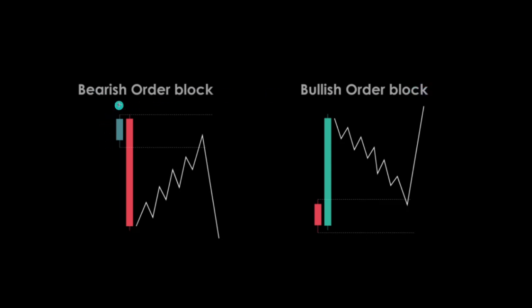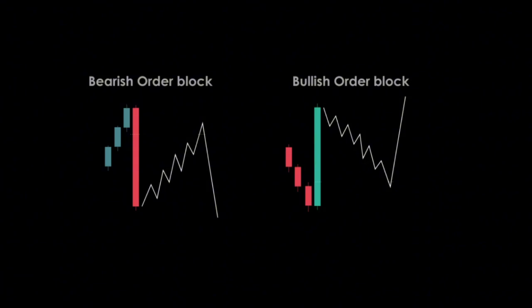As you can see, the bearish order block here is the last bullish candle before the bearish movement. Meanwhile, on the bullish side, the order block is the last bearish candle before the bullish movement. Now, one thing that you need to know is that we have other variations of the order block candle.